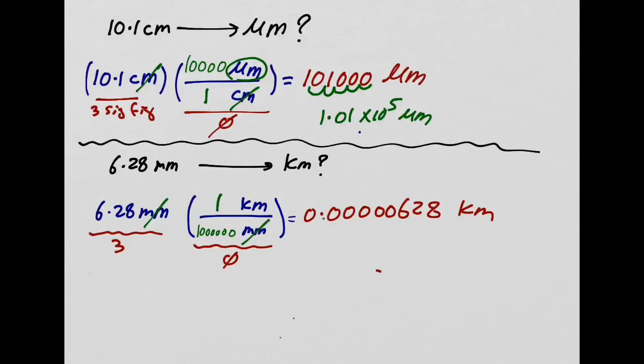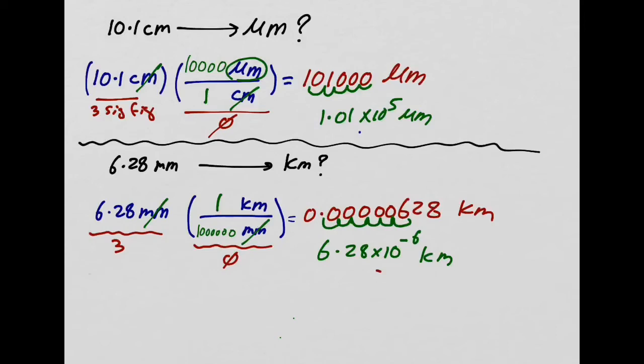Too many zeros. I go 1, 2, 3, 4, 5, 6. So 6.28 times 10 to the minus, you go 1, 2, 3, 4, 5, 6, minus 6 kilometer. That's my answer. So far so good. So pay attention to the sig figs, pay attention to the unit, pay attention to doing the scientific notation, and then you're good to go.